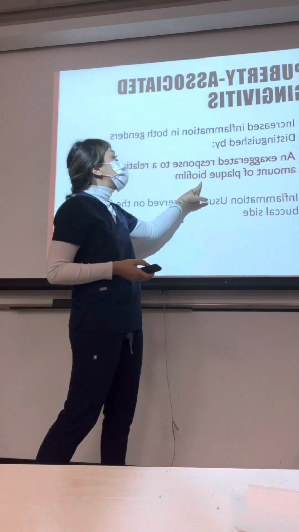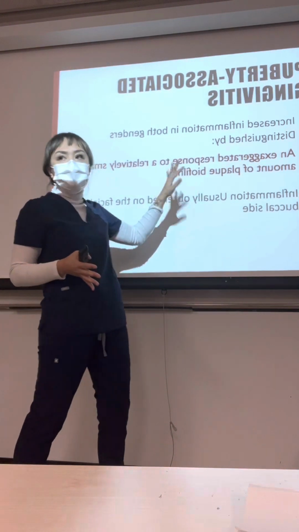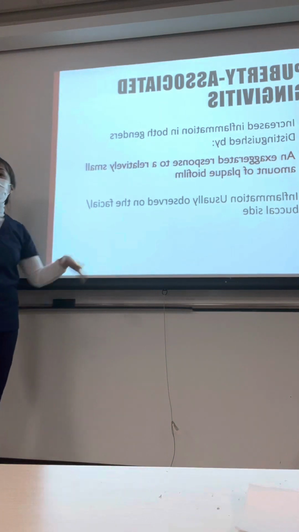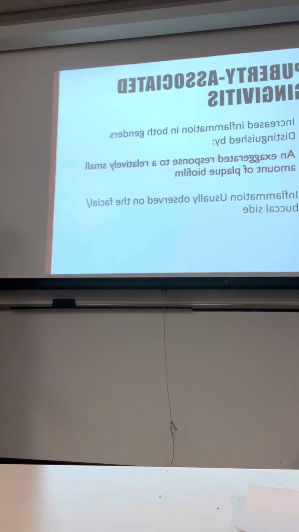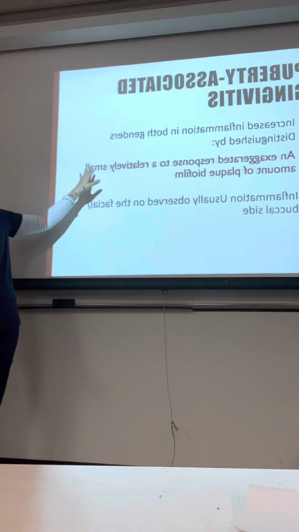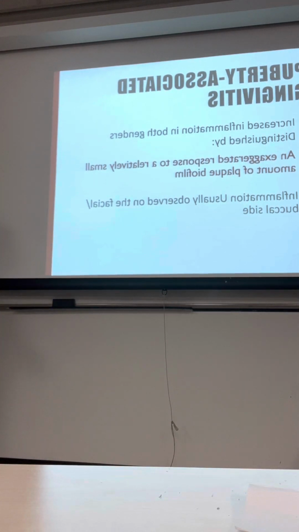Okay, so we'll start with puberty-associated gingivitis first. Like I said, any of these conditions that fall under plaque-induced means that plaque is present, but because we have one of these conditions going on, it's going to be way worse than someone else that has nothing going on, okay? So an exaggerated response to a relatively small amount of plaque. Inflammation is usually observed on the facial or buccal side with these teenagers, okay? So it's going to be more on the facial side.